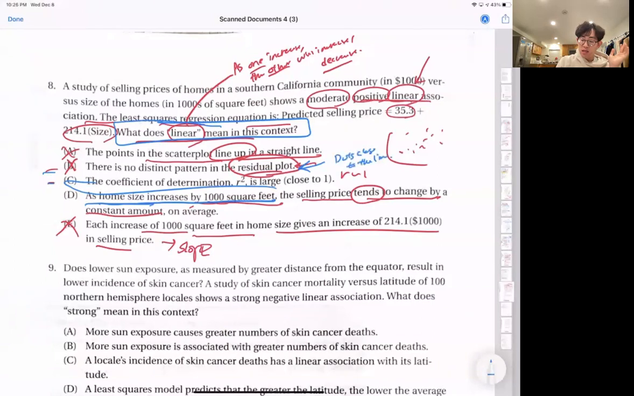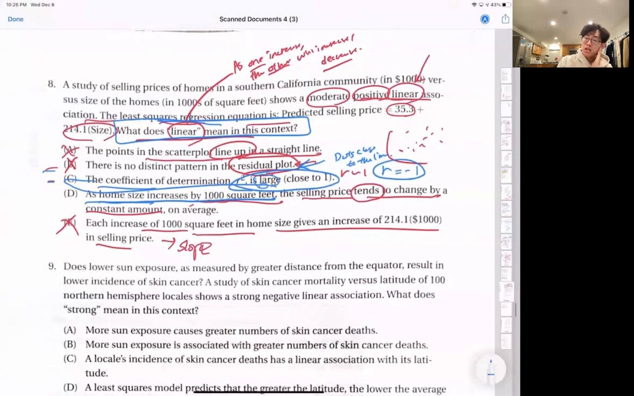Okay. But it doesn't mean that R could not be negative. If R is -1, then when you square it, R squared becomes +1. So how do you know if R is negative or positive? You never know that. The coefficient of determination being large just means the dots are closer. It doesn't have anything to do with linearity though.